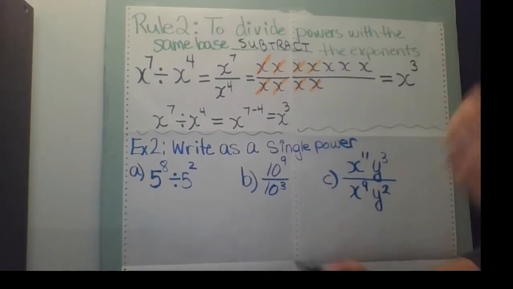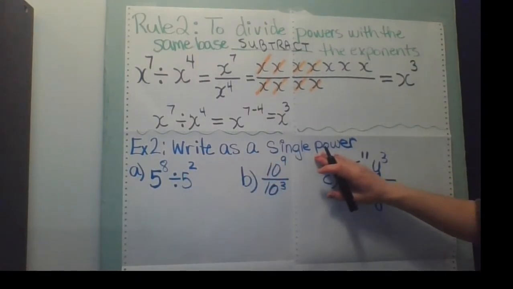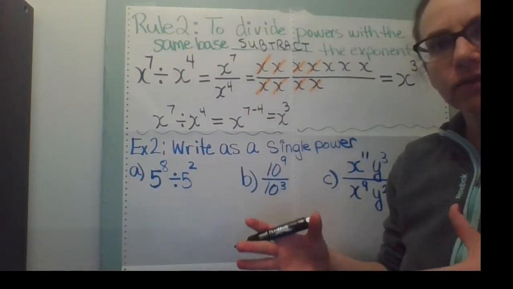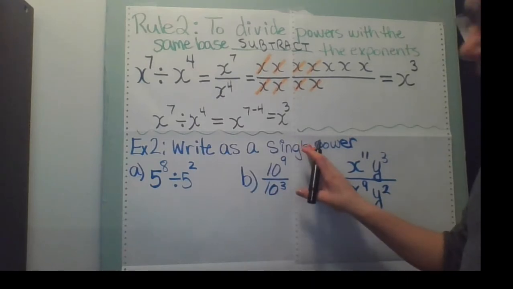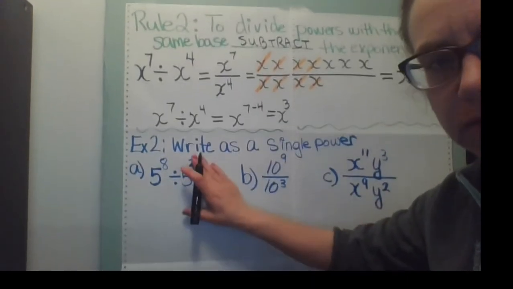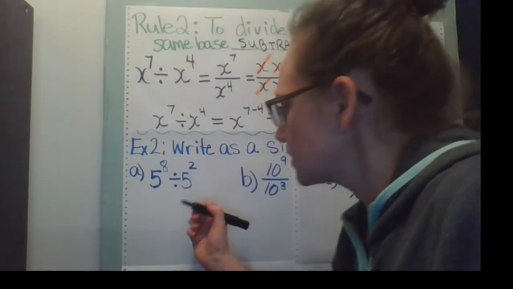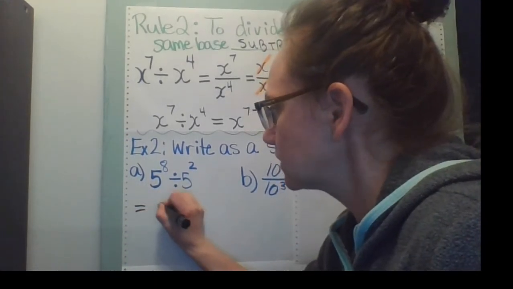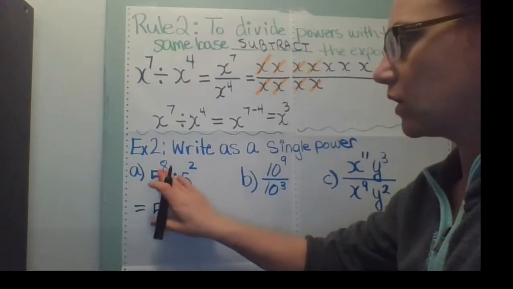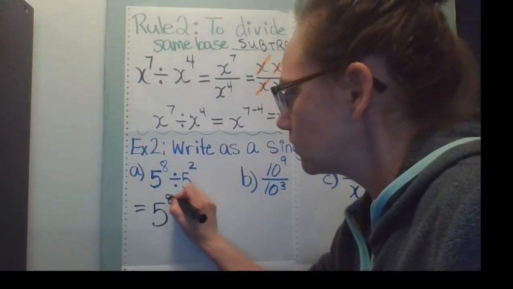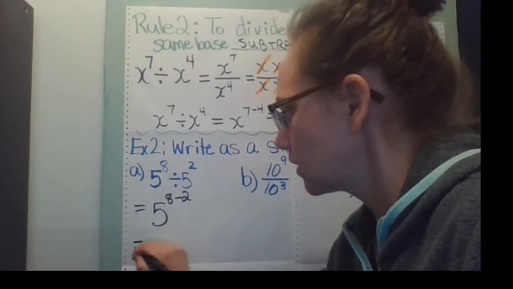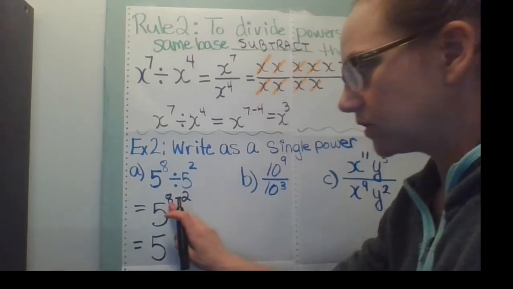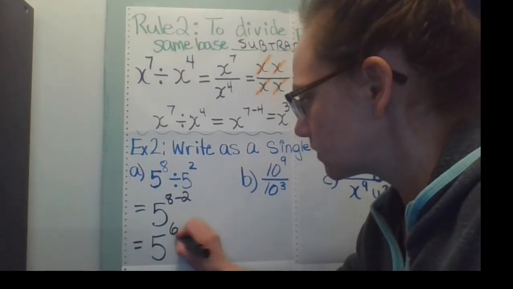All right, let's use our rule. I've got a couple of examples here. Again, we just want to write it as a single power. We're not actually going to evaluate it. We just want to use the rule, okay? So since I'm dividing, I know that means I'm going to subtract my exponents. So keep the same base. And I want to do 8 minus 2. Final answer will be 5 to the exponent 6.